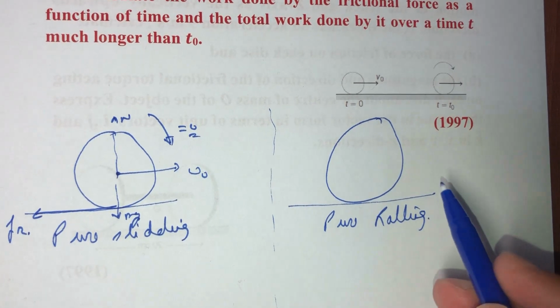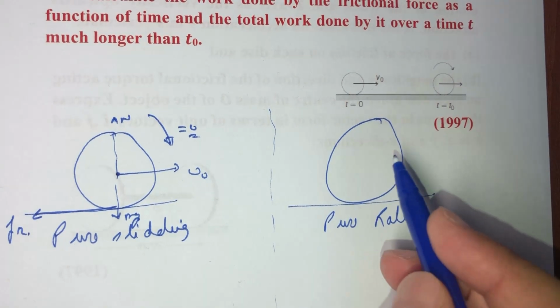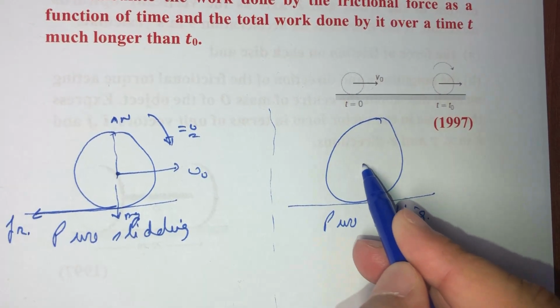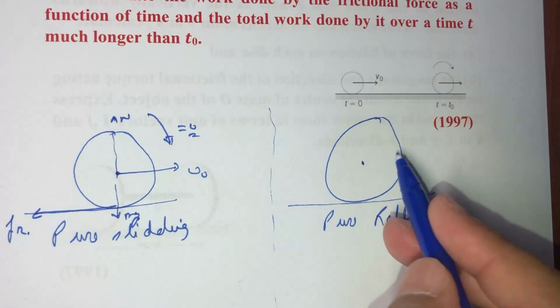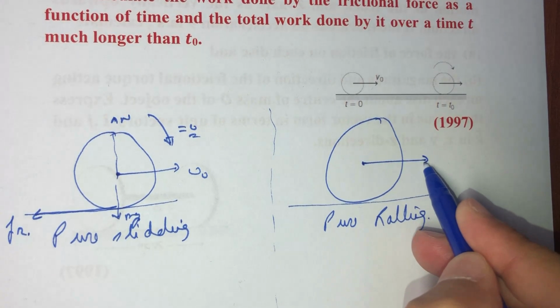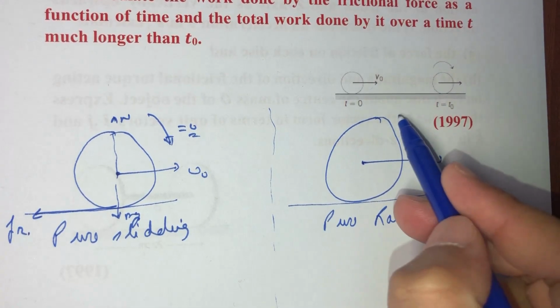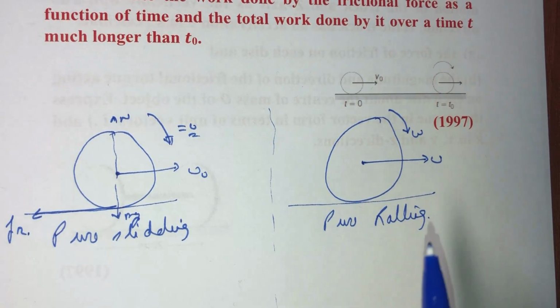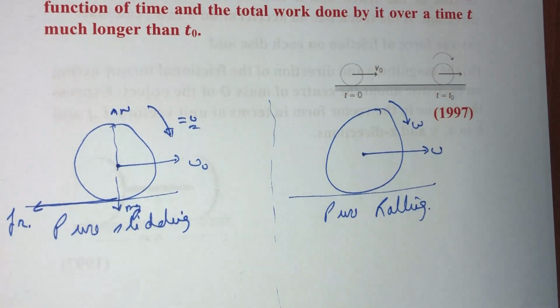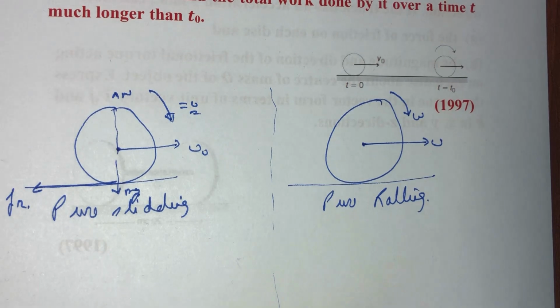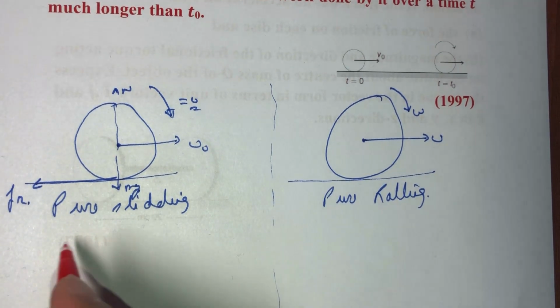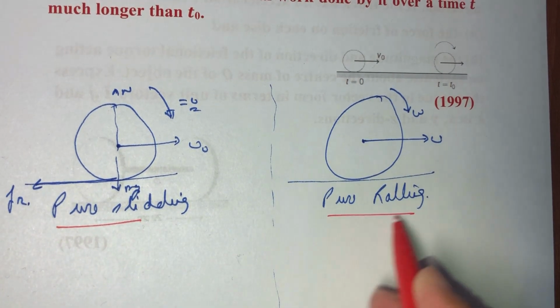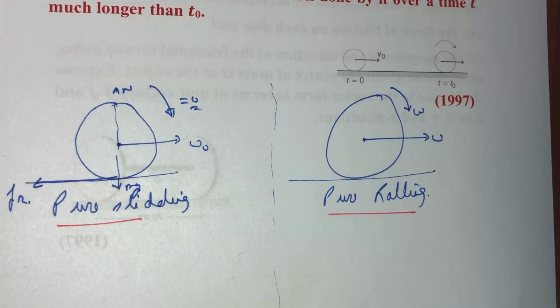There is no angular velocity, so that will be equal to 0 in case of pure sliding. Now in case of pure rolling, we assume that the velocity of the center of mass is now v, and it is rolling with the angular velocity omega. So we have two types of motion, pure sliding and pure rolling.